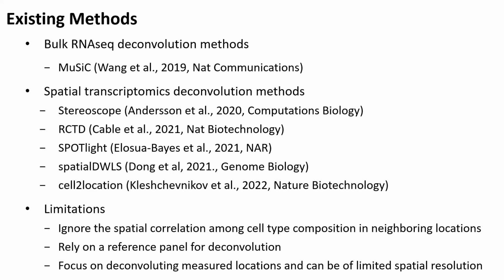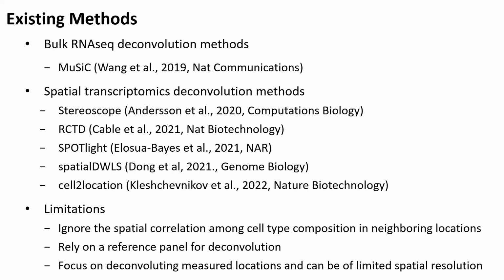There were multiple different deconvolution methods developed. At the time we developed our method, there was only one, and that was only for bulk RNA sequencing. During the process, I think 5 methods were developed for spatial transcriptomics right before we submitted our paper. But we did notice that there are multiple limitations of those methods, including that they ignore the spatial correlation among cell type compositions in neighboring locations, because intuitively, if 2 neighboring locations are close to each other, you might expect they share similar cell type compositions, and we can actually borrow information across neighboring locations to do a better job at deconvolution. Second, all those methods rely on a reference panel. So that's our initial thought. We try to use a single cell reference.